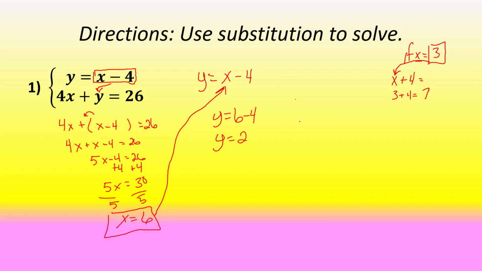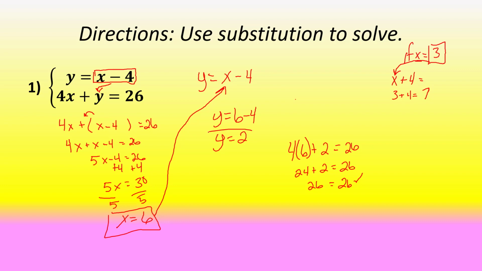Now, it's generally a good idea to check your solutions, so let's work this. x is 6, 6 minus 4 equals 2, but let's make sure it works for both equations. 4 times my x value plus my y value must equal 26. 4 times 6 is 24, plus 2 equals 26. Does it? 24 and 2 is 26. That equals 26. And so we've checked our solution and verified that it works.